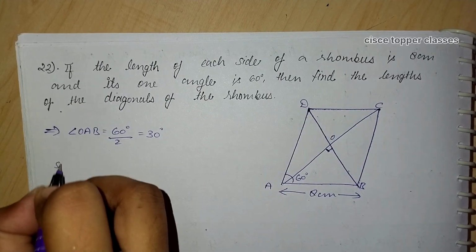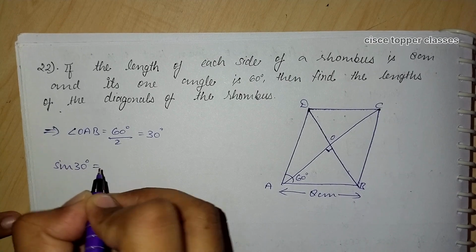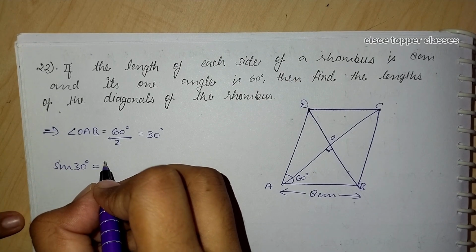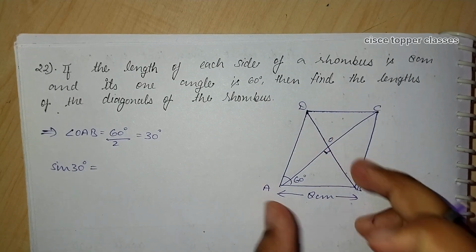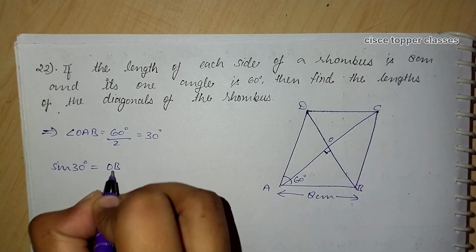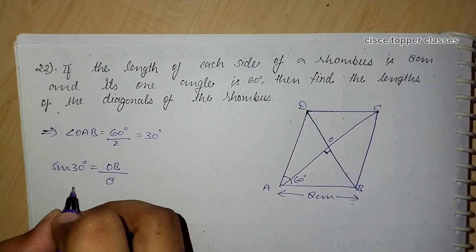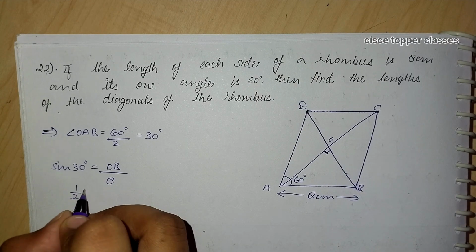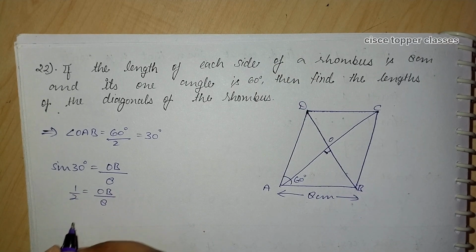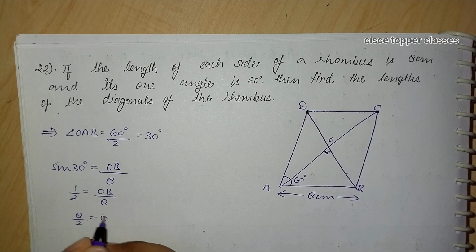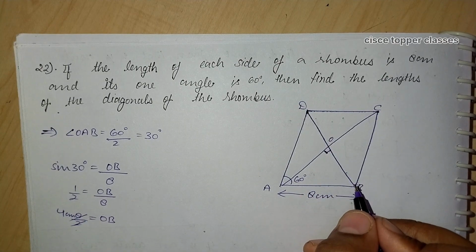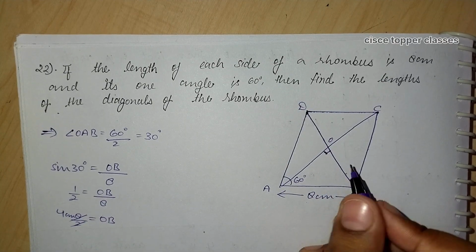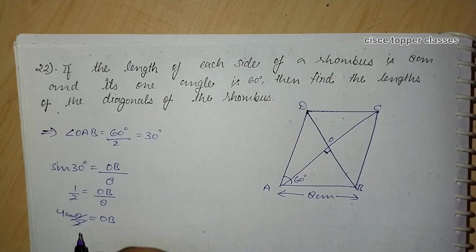From there we can write sine 30 degrees as perpendicular by hypotenuse. So we can write OB divided by the hypotenuse, which is 8. Sine 30 degrees, we know the value 1 by 2, equal to OB by 8. So 8 by 2 is equal to OB. So 4 is the final answer here. 4 centimeters is the value of OB.